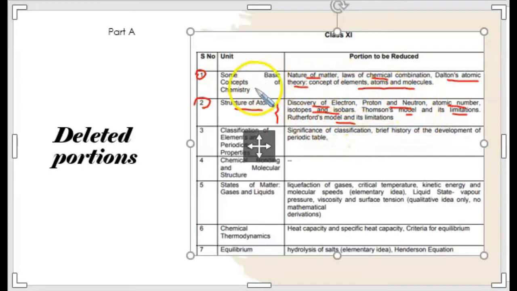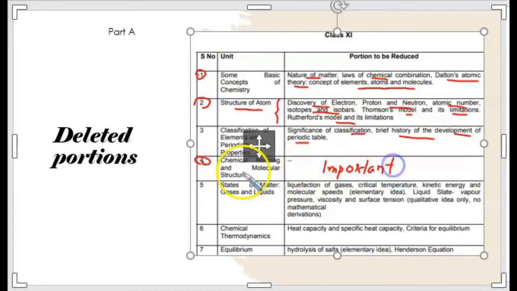Coming to the third chapter, classification of elements and periodic properties, the significance of classification, why and how we classify the periodic table, and the brief history of the development of the periodic table got reduced. And the fourth chapter is very important, so nothing got reduced from this chapter.